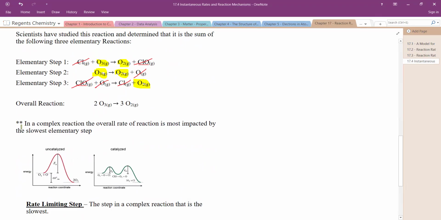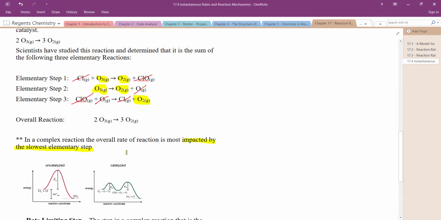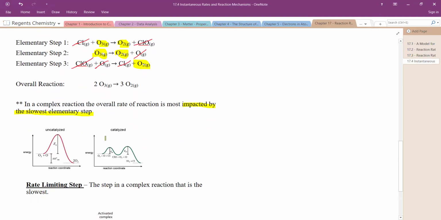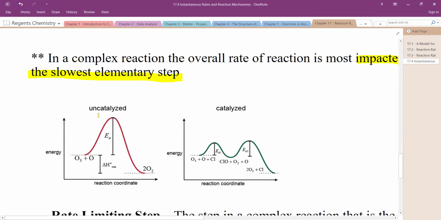Now, this is cool because we have 3 steps happening. In a complex reaction, the overall rate of reaction is most impacted by the slowest step. Likely we're going to talk about this catalyzed reaction, but if I look at the uncatalyzed version, on my reaction coordinate, this is going to be my slowest step because it would be a one-step reaction, and this is something that takes quite a bit of energy to get up to here.